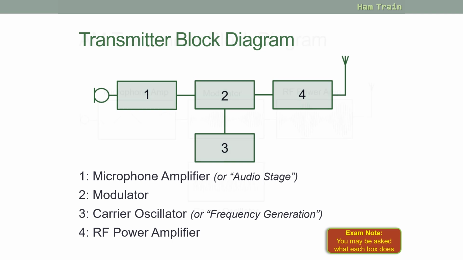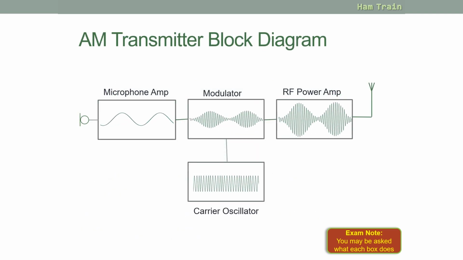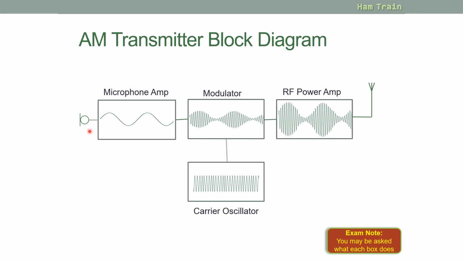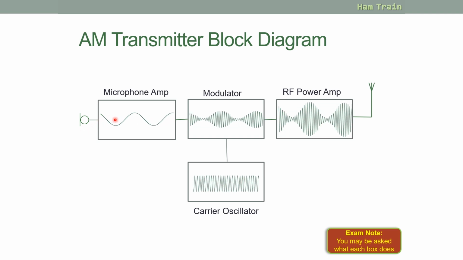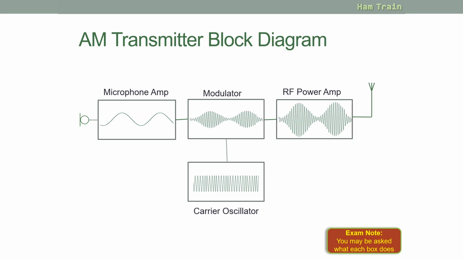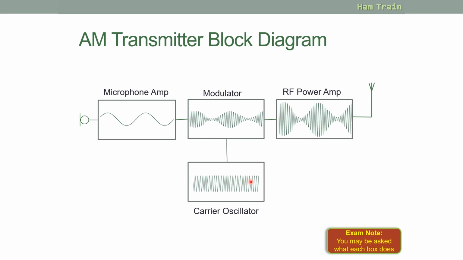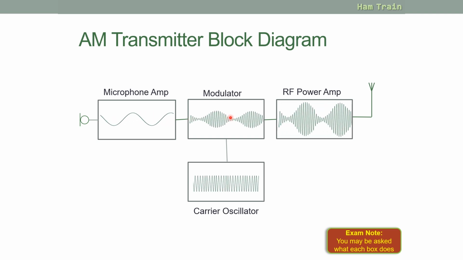If we look at an AM transmitter, here you can see our voice signal is coming to the microphone. It's being amplified to something usable. There's our carrier, the two modulated together, and then amplified to be sent off to the antenna.